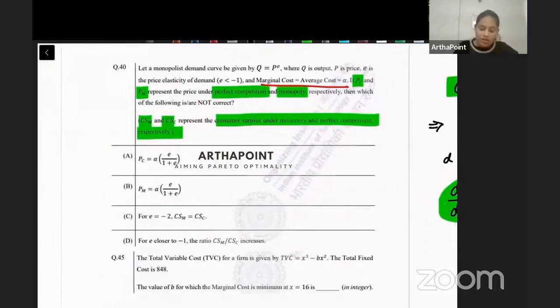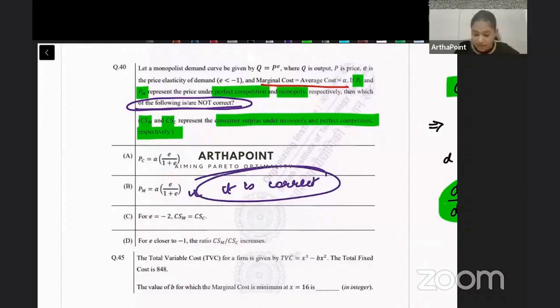Now, last time, actually, one of my students solved it correctly. And after solving, he just marked this as the answer. Please be very sure, be very alert. What is being asked in the question? They are asking which of the statements is not correct. Not correct. B statement, it is correct. It is correct.